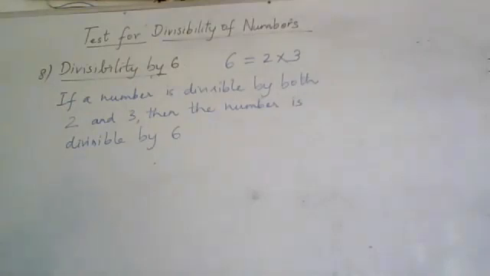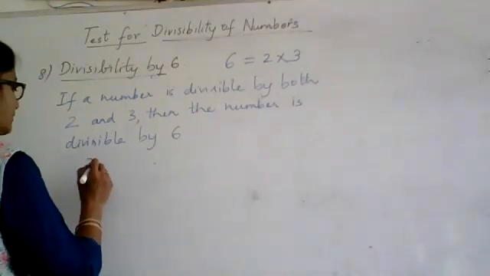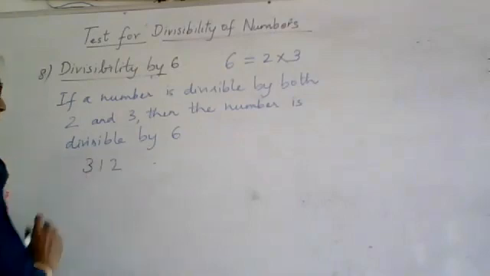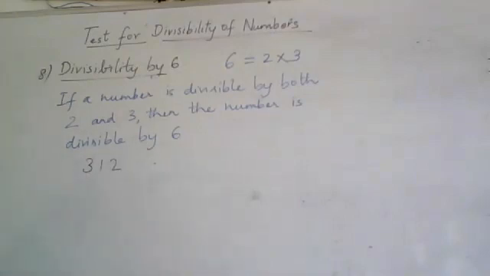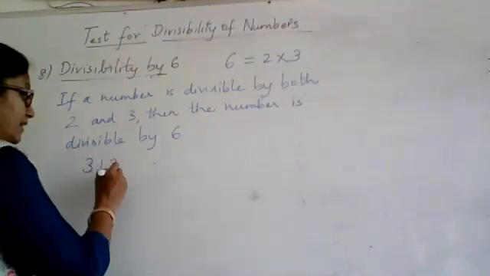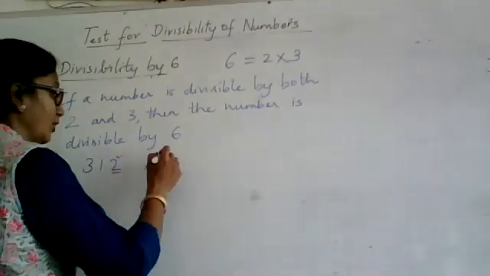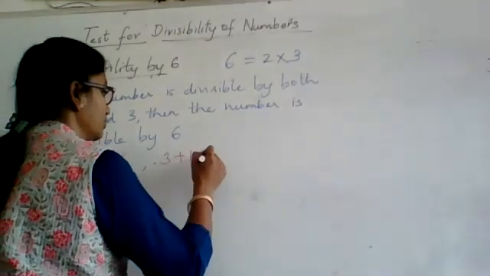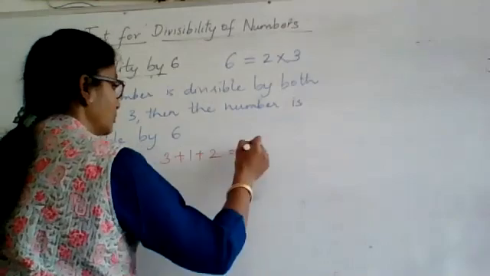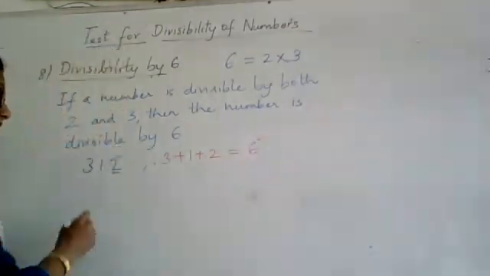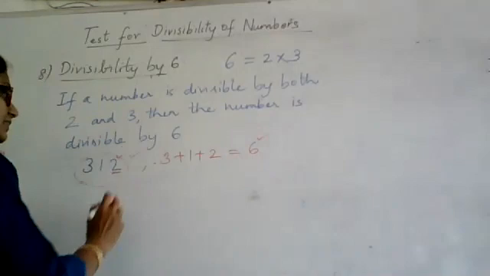Like I have, say, 312. This is the number given to me. I want to find out whether it is divisible by 6. First, I have to see whether it is divisible by 2. It is ending with 2, so it is divisible by 2. Next, I have to see whether it is divisible by 3. What was the divisibility by 3? I have to add all the digits, 1 plus 3 plus 2. So 1 plus 3, 4 plus 2, 6. 6 is divisible by 3, so this number is divisible by 3.